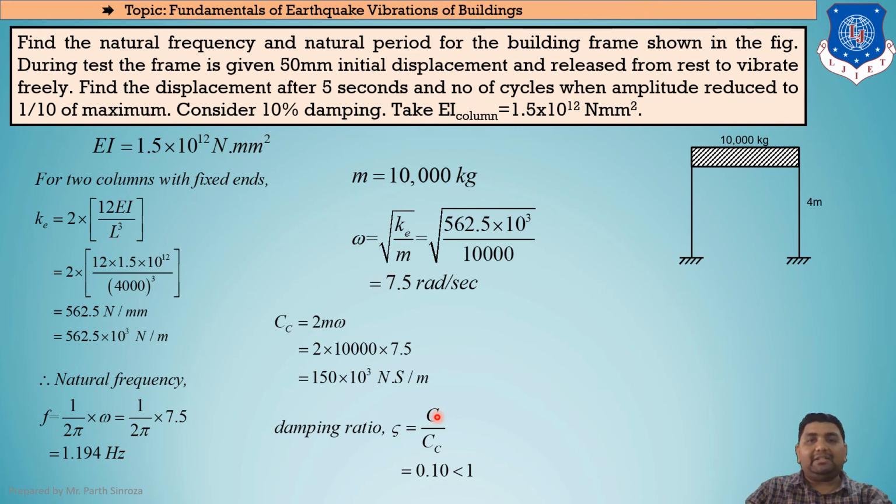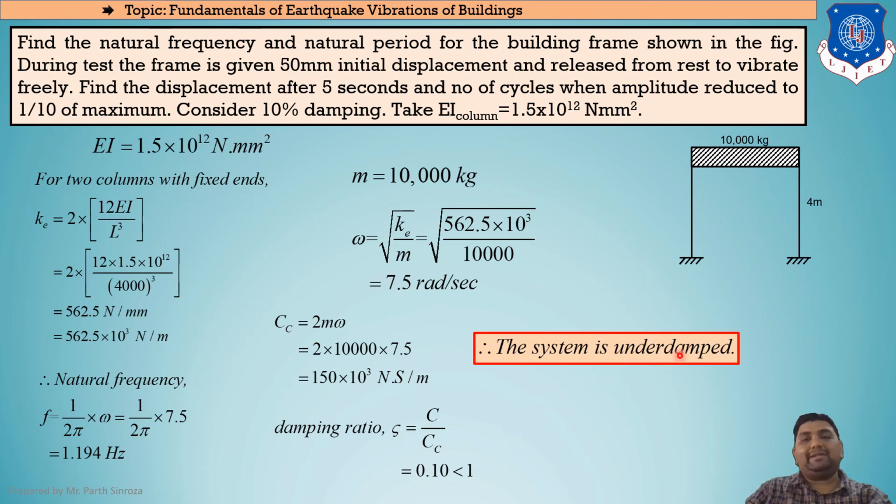So the value of zeta is always equal to C upon Cc. C is not given in the question, but instead it is given as consider 10% damping. That means the value of zeta is already prescribed in the question. So zeta is considered to be 10%, so the value of zeta equals 0.1. And as the value of zeta is 0.1, which is less than 1, the system is under damped.